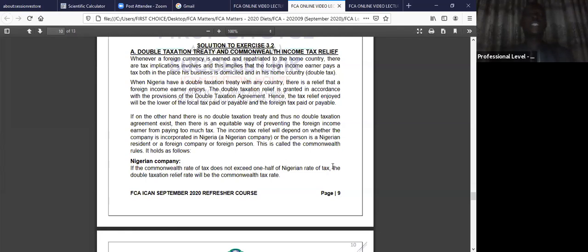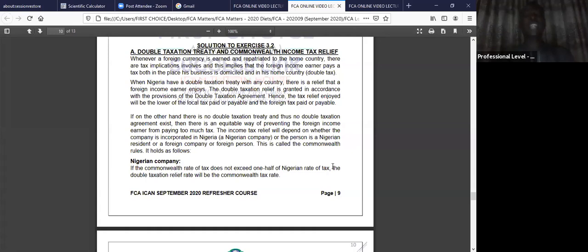If, on the other hand, there is no double taxation treaty and thus no double taxation agreement exists, there is an equitable way of preventing the foreign income earner from paying too much tax. The income tax relief will depend on whether the company is incorporated in Nigeria, hence called the Nigerian company, or the person is a Nigerian resident, so to speak, or a foreign company or foreign person. This is called the Commonwealth Principles.